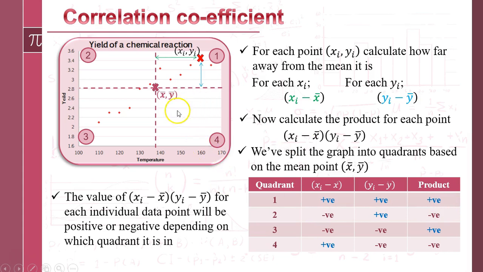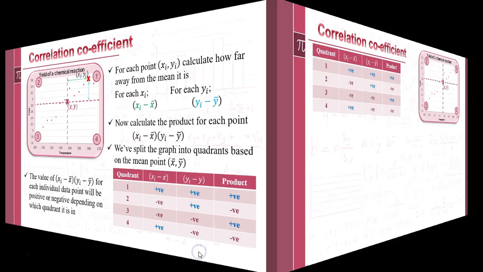But if, for example, I had a point down here, then x minus x bar would be positive, but y minus y bar, because the y value is below the average y value, would be negative for that particular distance. So we've got a positive times a negative, which is a negative. You can see in this column here, this is the key one: for quadrants 1 and 3, we're going to get a positive product, but for quadrants 2 and 4, we're going to get negative products. Okay, so what does all that mean?